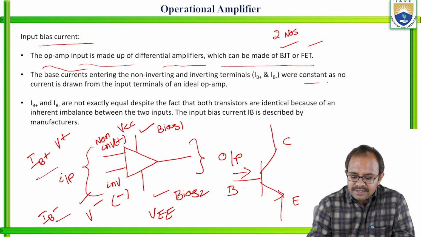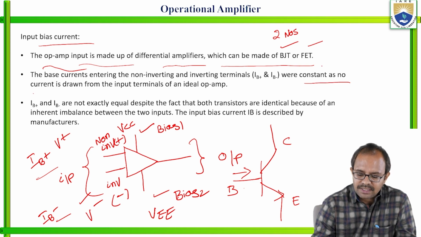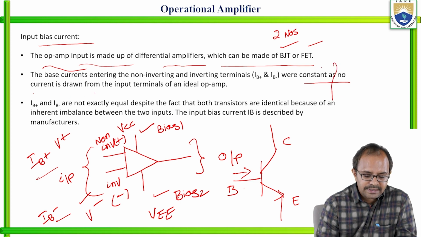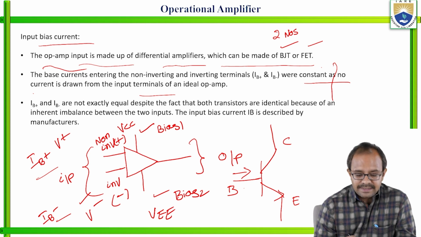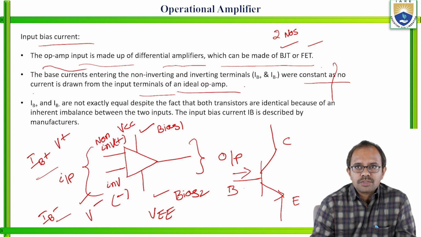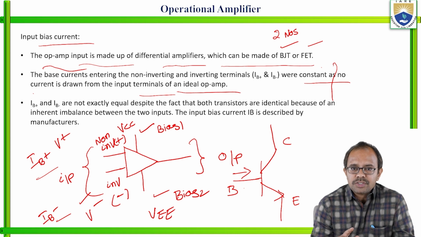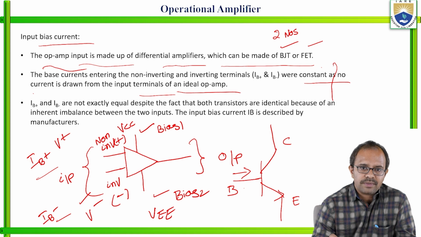Initially, we assume that no current is drawn from the input terminals. This is true for a given ideal operational amplifier. The condition is that there is no current drawn across the input terminals of the operational amplifier.